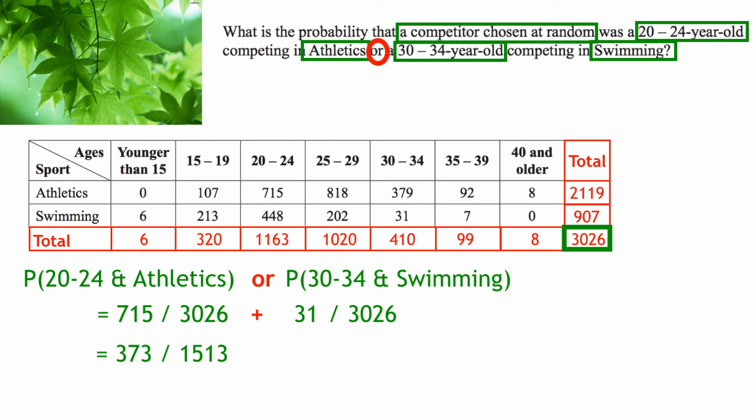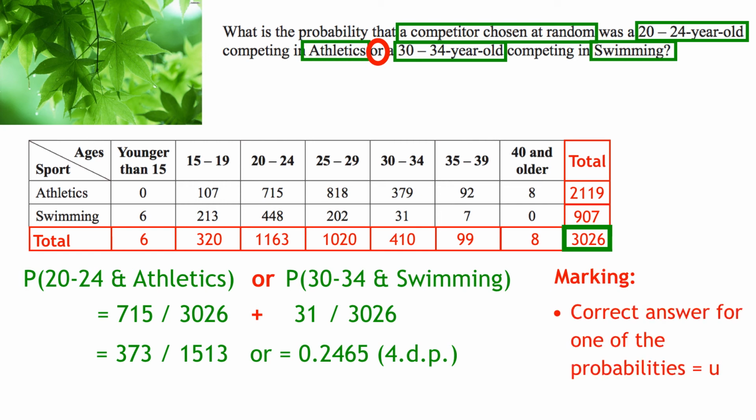When I put that into my calculator, I'll get an answer of 373 over 1,513. Or if you prefer it as a decimal, 0.2465. So in terms of marking, you could get either an achieved or a merit.